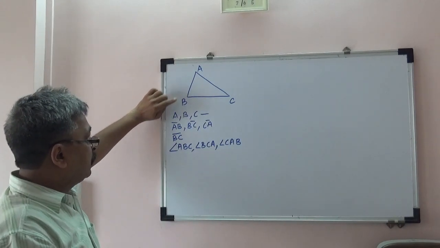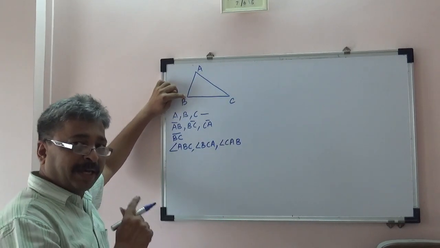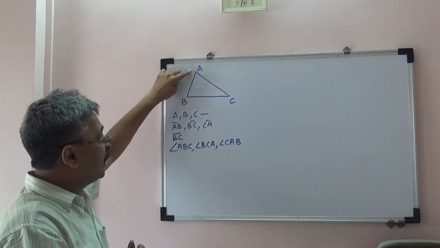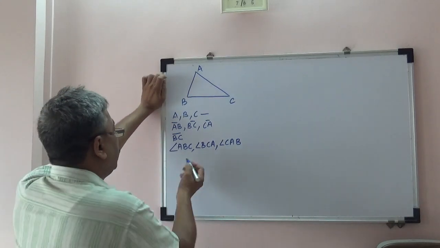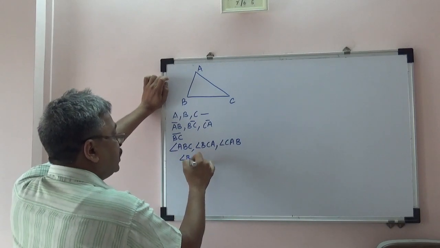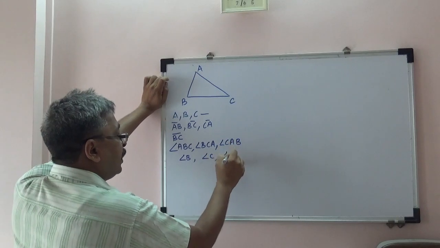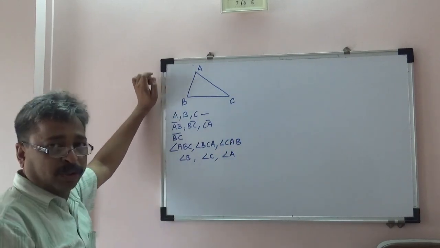Sometimes it happens that at some vertex only one angle is present, say for example at B or A or C in this case, and therefore sometimes it can be written as angle B instead of angle ABC. Instead of angle BCA, it can be written angle C or angle A, just to reduce the notation.